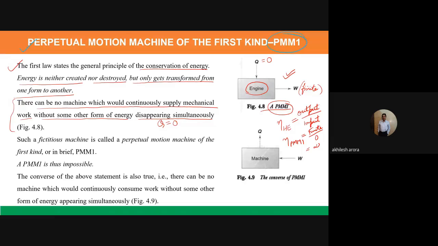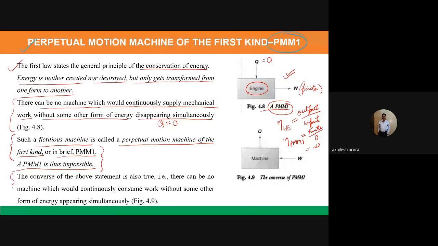But here what we are saying is that this machine has an infinite efficiency, so it is impossible. Such a fictitious machine is called a perpetual motion machine of the first kind, or in brief PMM1. A PMM1 is thus impossible. So I have explained why it is impossible.